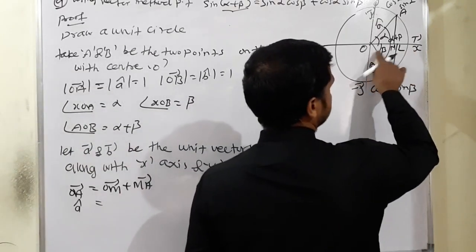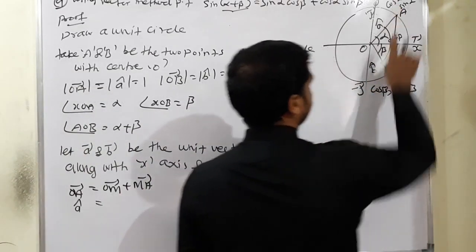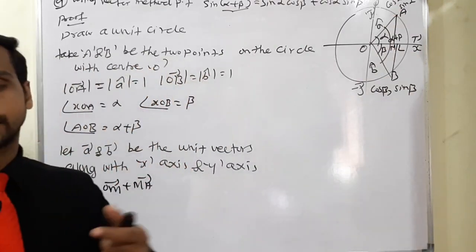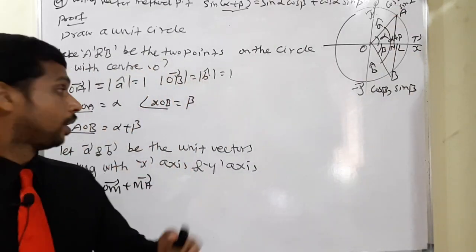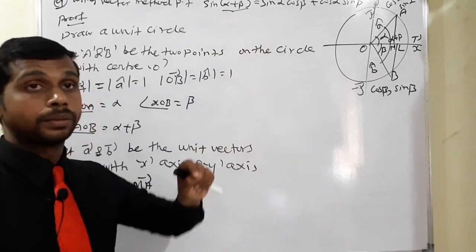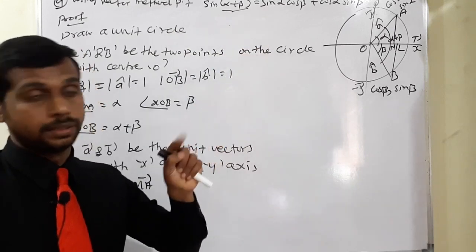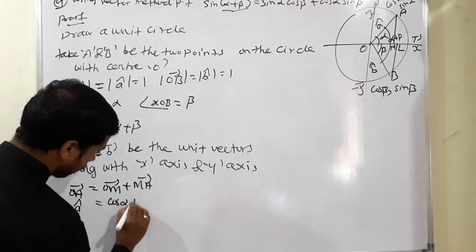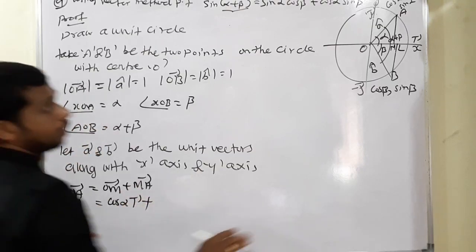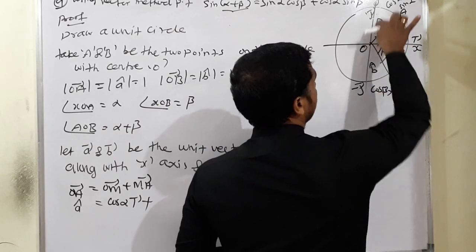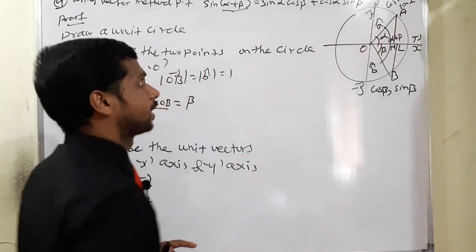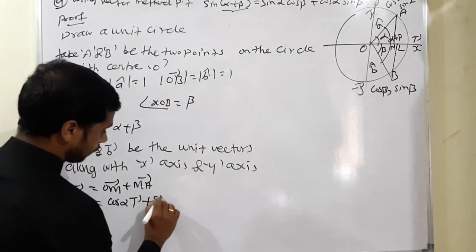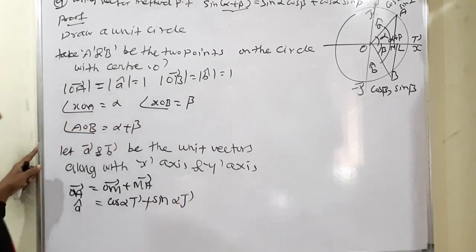So A cap is equal to OM, considered along the x-axis. So x-axis means definitely cos alpha. Only cos alpha means that is a scalar, but we actually need the cross product, because the sin term is there. We can write cos alpha into i vector, plus MA. MA is parallel to the y-axis, so sin alpha j vector. So sin alpha j vector. This is actually the first term.